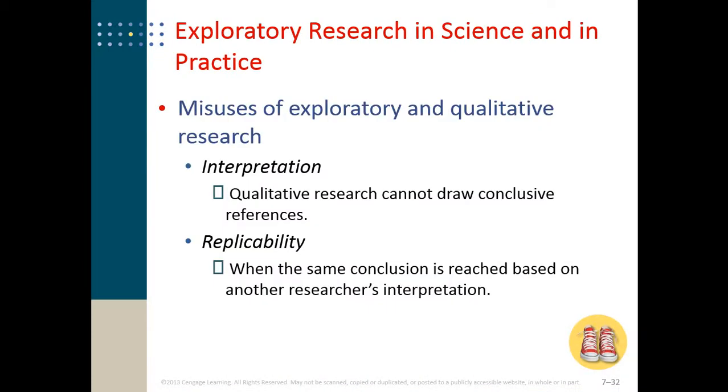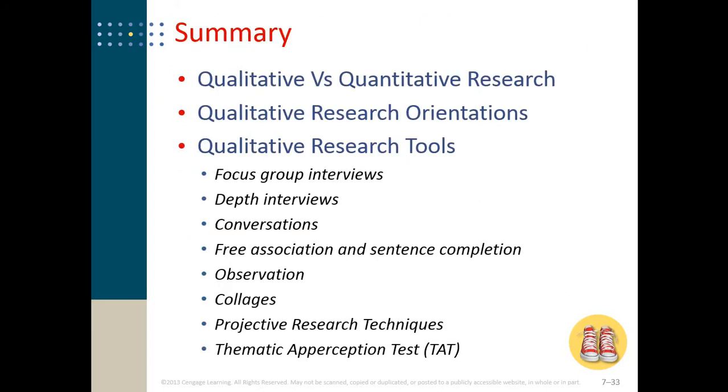Exploratory research has some limitations: its interpretation is pretty much researcher dependent and may not draw any conclusive answer. Also, since it is generally based on a small sample, it may not be able to be replicated in other contexts. So in this chapter, we mainly learned qualitative and quantitative research, qualitative research orientation, and qualitative research tools.